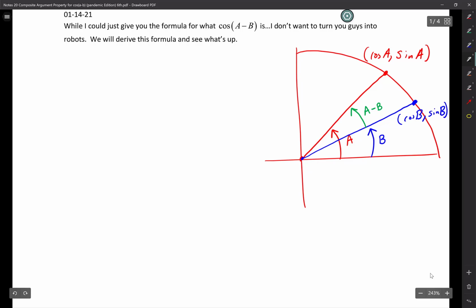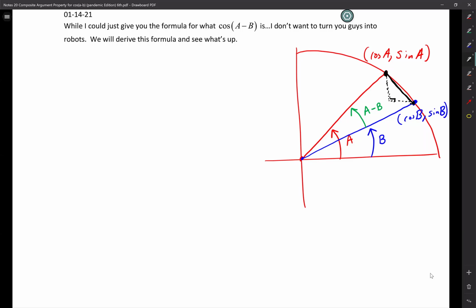So here's what I want. I guess I'll just tell you bluntly what I want. I want the distance between those 2 points. So hopefully you remember from your geometry days that I have a right triangle right here, and I can use the Pythagorean theorem.